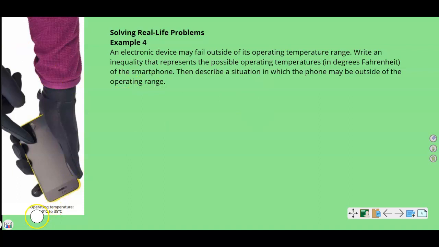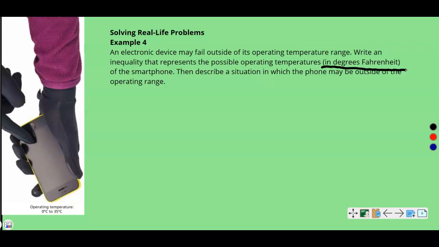All right, so as you can see here, the operating temperature goes from 0 degrees Celsius to 35 degrees Celsius. All right, so the first thing I notice is that this wants it in degrees Fahrenheit. All right, so that is something we're going to have to remember or look up from a previous lesson. So don't forget how to convert from Celsius to Fahrenheit.